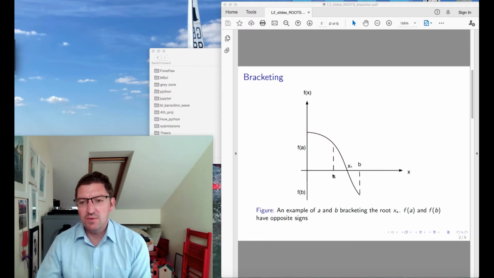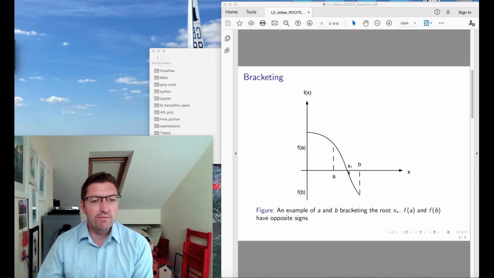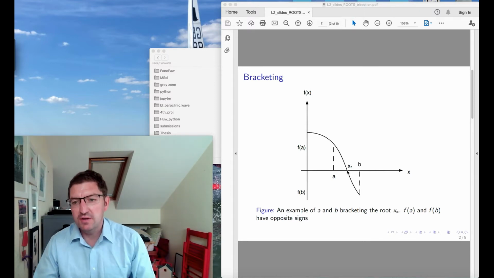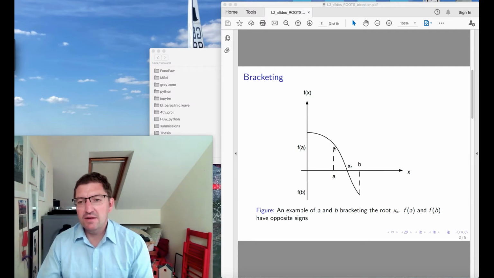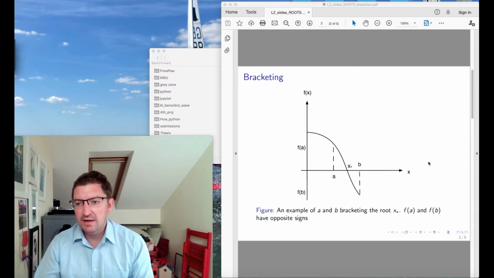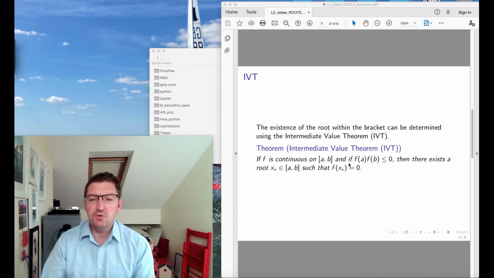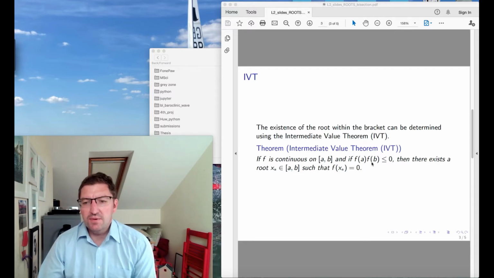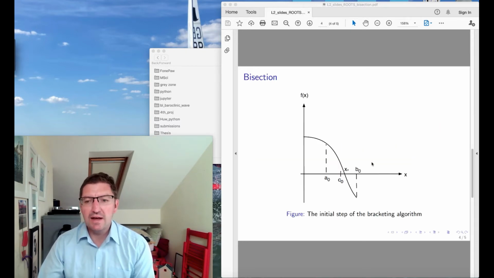So a bracket is when a and b bracket the root, and there's at least one root in that gap. Most examples we look at is when there's just one root in that bracket, and that means the function has opposite signs either side of the root, and that is encapsulated by the so-called intermediate value theorem. That's basically saying the function has opposite signs either side of that bracket. So this was all covered last time.